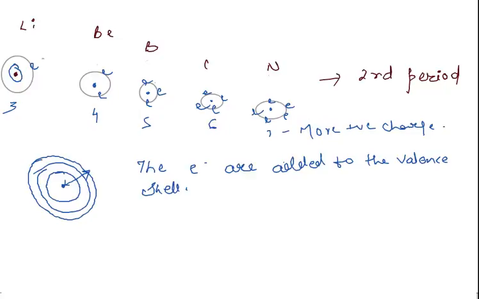So in a nutshell, the number of protons in the nucleus is increasing. The electrons are added to the valence shell. No more shell is added. So the force of attraction which the nucleus exerts on the valence shell increases. That is why the radius decreases.